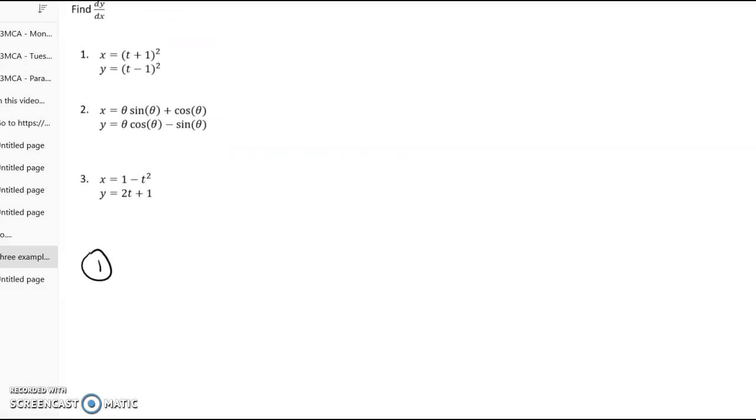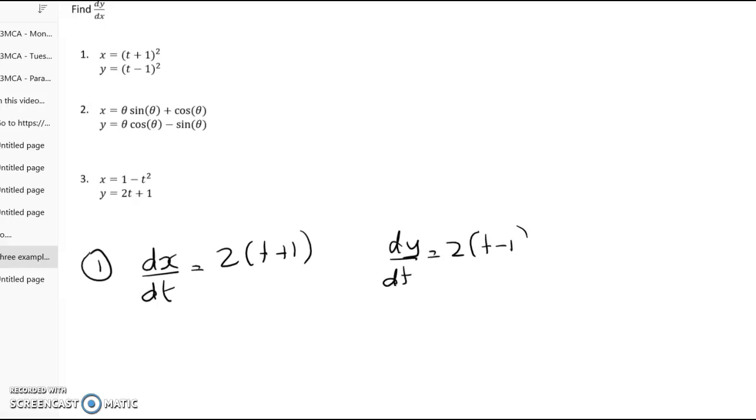So let's have a look at these, and these are actually pretty straightforward once we've got the chain rule stuff going. So question 1, we get dx by dt is equal to 2 times t plus 1. dy by dt is equal to 2 times t minus 1. If that's not feeling easy at this point, you need to go back and do some work on your chain rule.